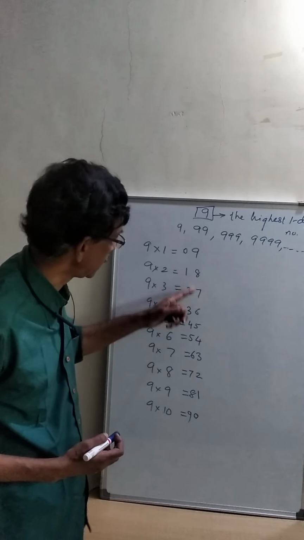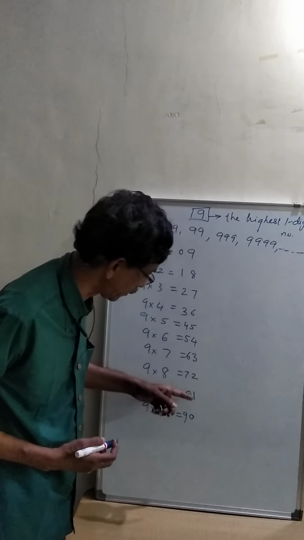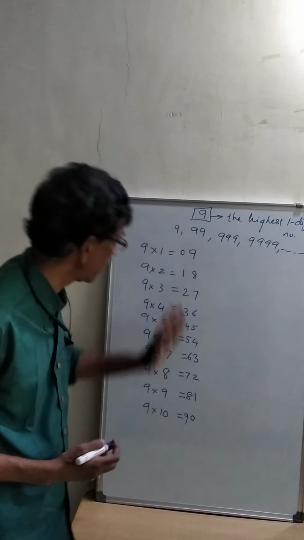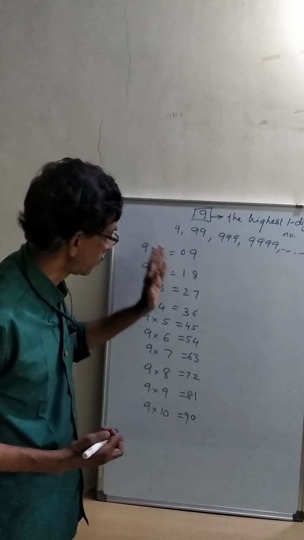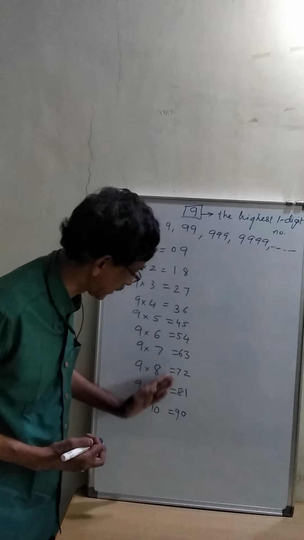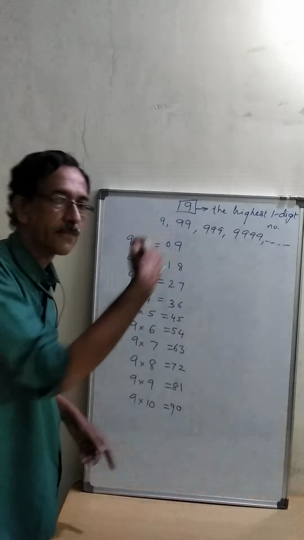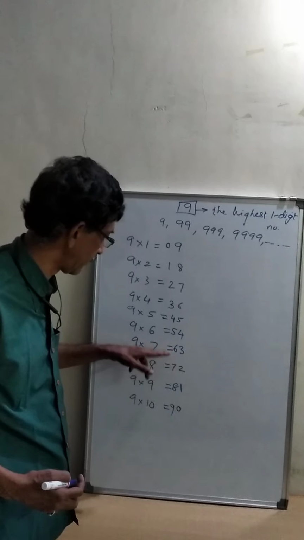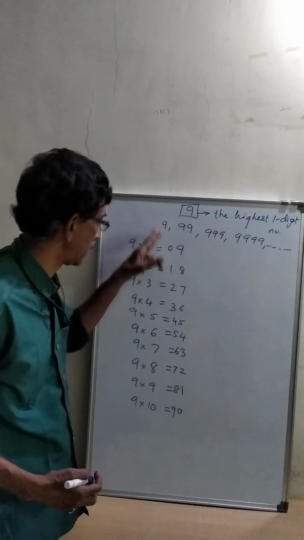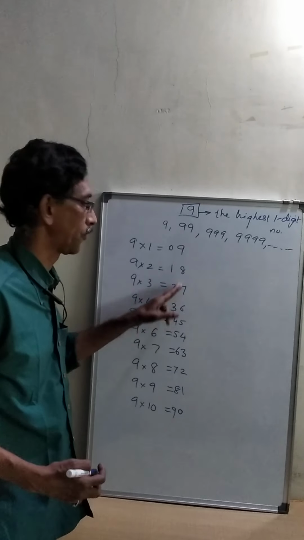So you have 9, 8, 7, 6, 5, 4, 3, 2, 1, 0 in the reverse order, and in the straight order 0, 1, 2, 3, 4, 5, 6, 7, 8, 9. Both are the reverse of each other.